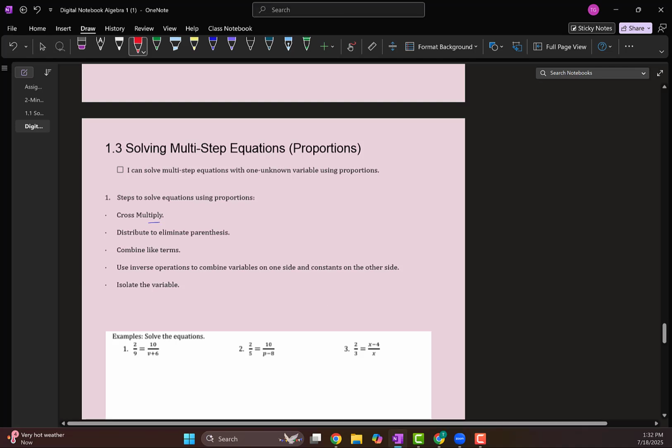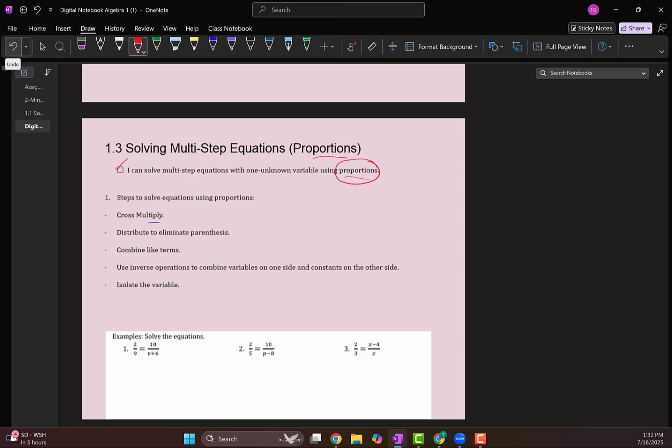All right, this is section 1.3, solving multi-step equations, proportions addition. So our goal at the end of this lesson is I can solve multi-step equations with one unknown variable using proportions. Really, this is the only thing that's new in this section: we're still solving equations, but we have proportions. And proportions essentially are a fancy one-word phrase for when we have two fractions equaling one another.